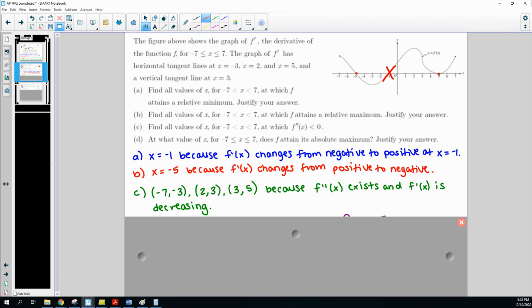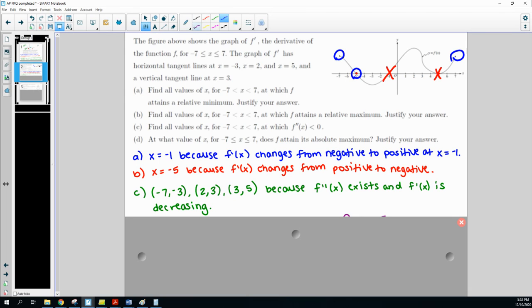5 does not change signs. It doesn't go from negative to positive or positive to negative. So this is neither a max nor min. So I can't use 5. If I were to make my normal chart with my critical points, I could include them, but there's no point because they're not local maxes. So -5 is a local max. So what I'm going to focus on here are the endpoints. I'm focusing on -7, I'm focusing on -5, and I'm focusing on +7.